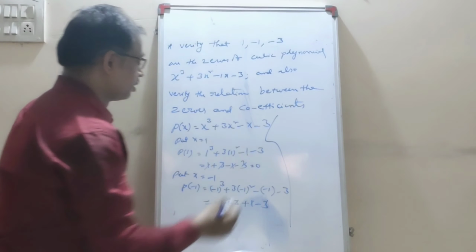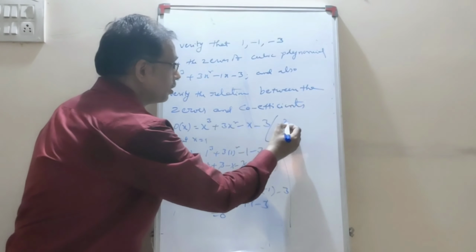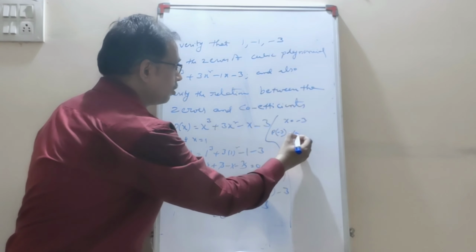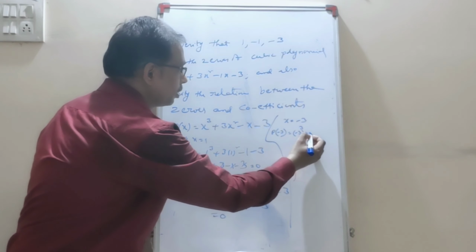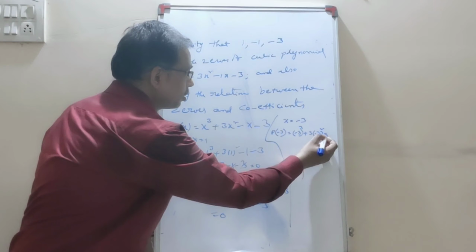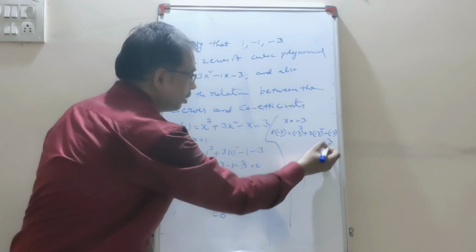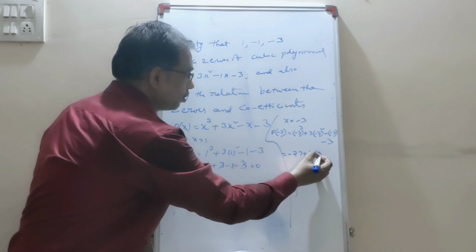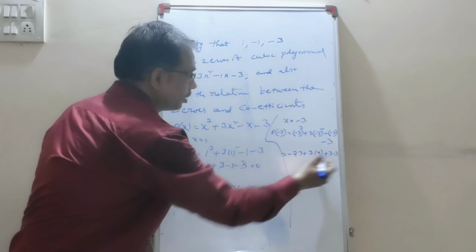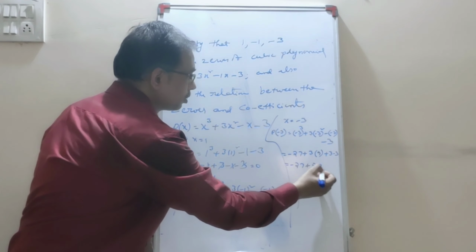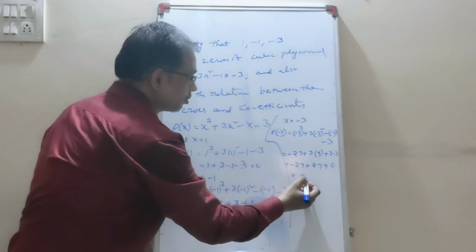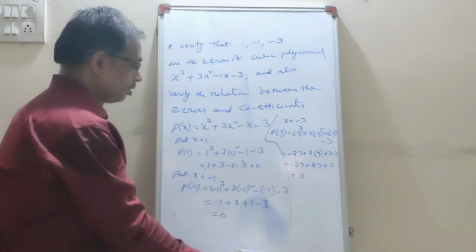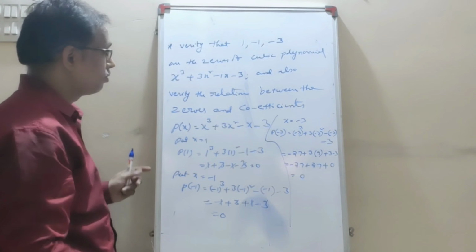And again put x is equal to minus 3. So p of minus 3 equals minus 3 cube plus 3 into minus 3 square minus of minus 3 minus 3. Minus 3 cube is minus 27, plus 3 into 9, plus 3 minus 3. So minus 27 plus 27 is 0, and 3 minus 3 is 0. Here also 0. So minus 3 is also a zero. Hence verified. Now the relations. In the relation we have 3 formulas.